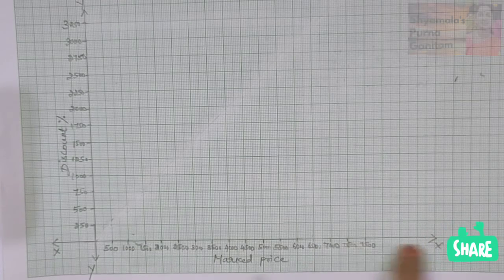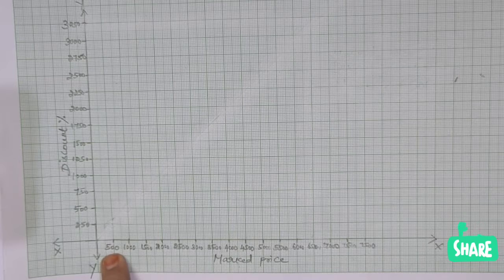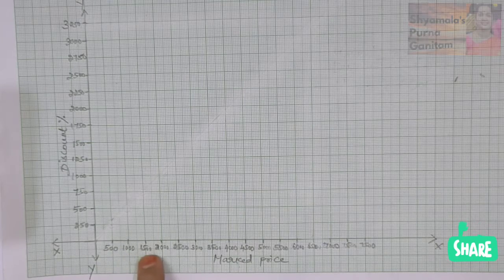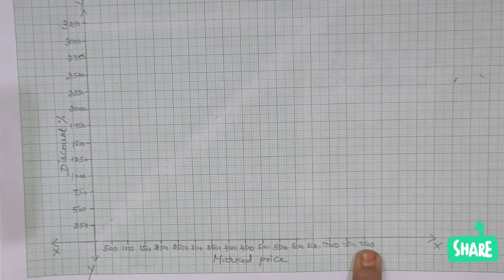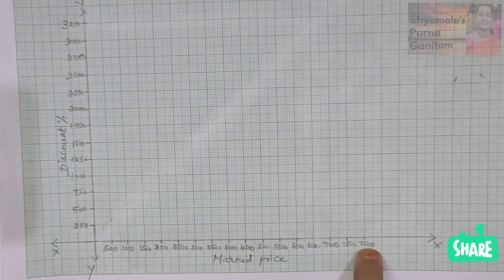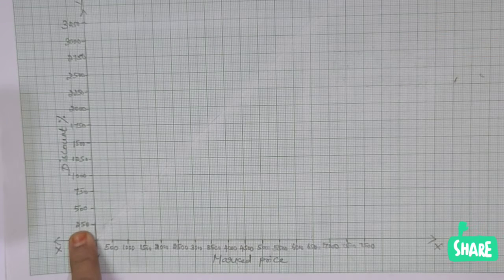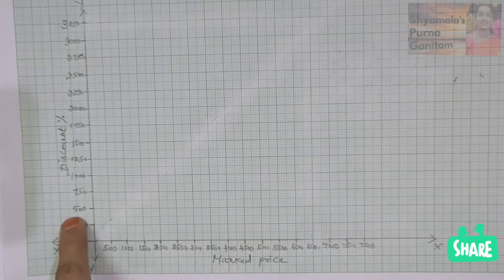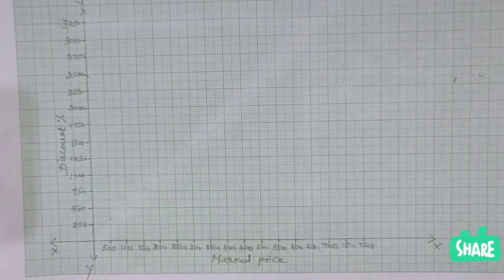Now, on the x-axis, we will take the marked price. 1 centimeter is equal to 500 units. So, 500, 1000, 1500, 2000, 2500 till 7500 I have marked on the x-axis. And on the y-axis, 1 centimeter is equal to 250 units. So, 250, 500, 750, 1000 till 3250 I have marked.